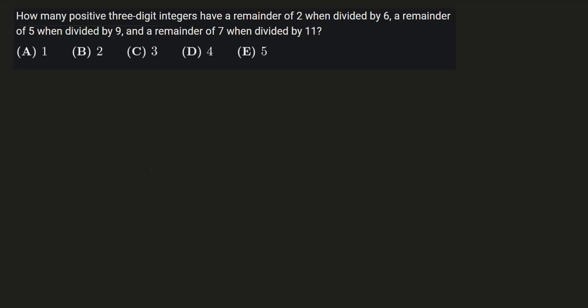Let's look at this problem. How many positive 3-digit integers have a remainder of 2 when divided by 6, a remainder of 5 when divided by 9, and a remainder of 7 when divided by 11? Interesting. This is a number theory problem.